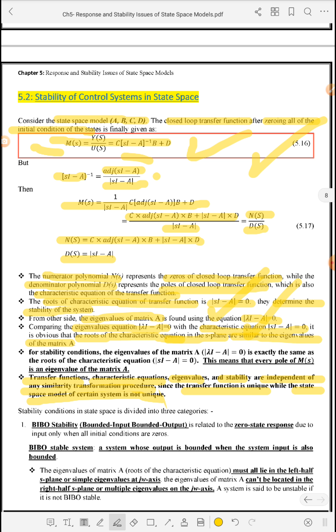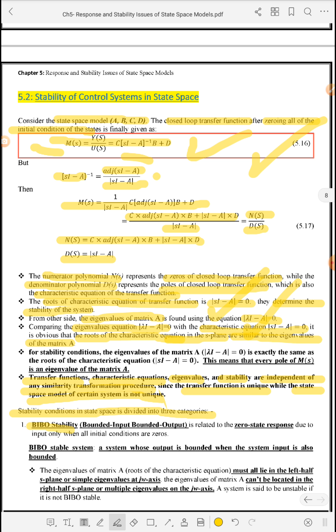So based on the above discussion, we will discuss the stability conditions in the state space model, which are exactly the same as the stability conditions of the automatic control course. But in the automatic control course, the perspective was from the roots of the characteristic equation. Here it will not be the roots of the characteristic equation. We will speak about the eigenvalues of matrix A.